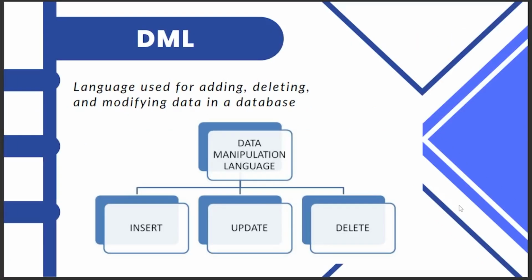So DML is the data manipulation language, which is used for adding, deleting and modifying data in a database. Basically, we had seen DDL in the previous section, which was data definition language. It is used to create and give a structure to the tables. Now we're going to see the data manipulation language, which is used for modifying or manipulating the data inside the tables. In this, we have three queries: insert, update, and delete.